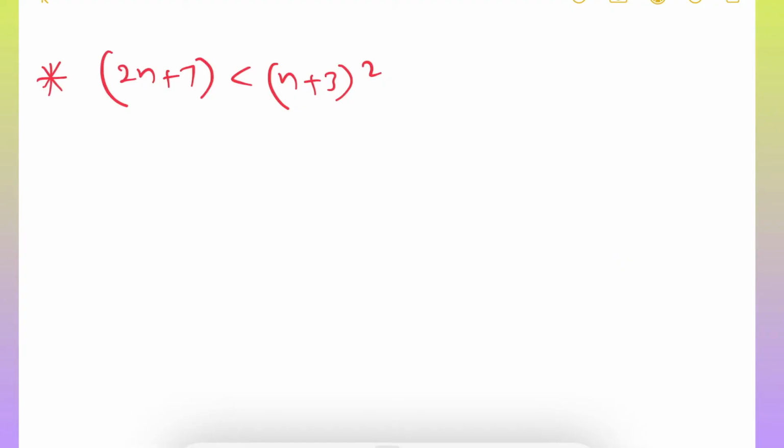The question is: 2n plus 7 is less than (n plus 3) whole square. This we need to prove by using mathematical induction. So the first step is proving it by taking n equals to 1.